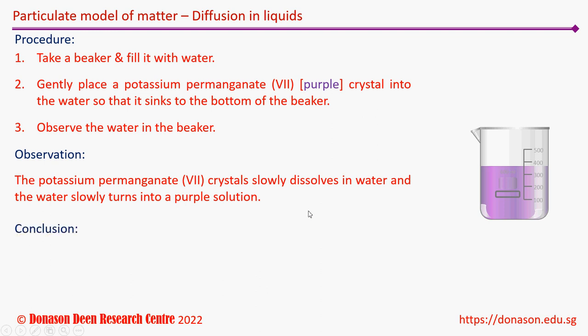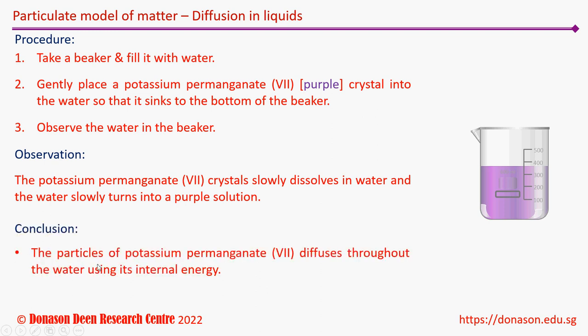What can we conclude from this? The particles of potassium permanganate(VII) diffuse throughout the water using their internal energy, and likewise water has also been moving around using its own internal energy, and both of them have thoroughly mixed with one another, and that's the reason why the entire beaker of water turns purplish.